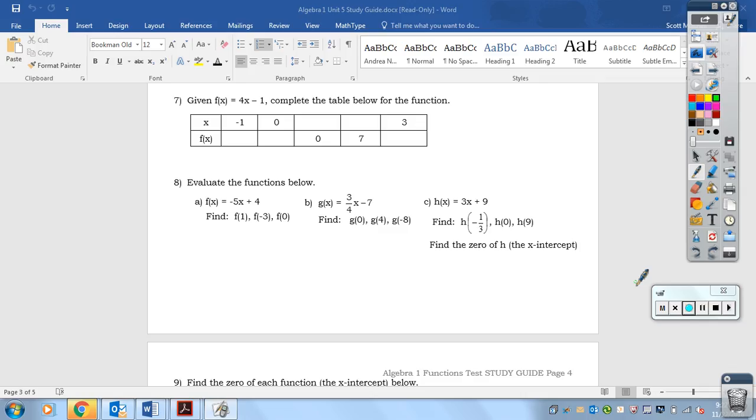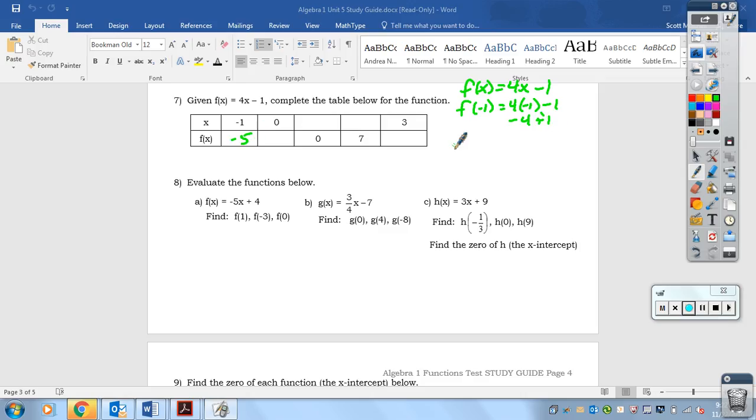Number 7 is to complete the table for the function f of x equals 4x minus 1. Now, if we know x is -1, instead of x we put -1. It's -4 minus 1, keep, change, that's -5.